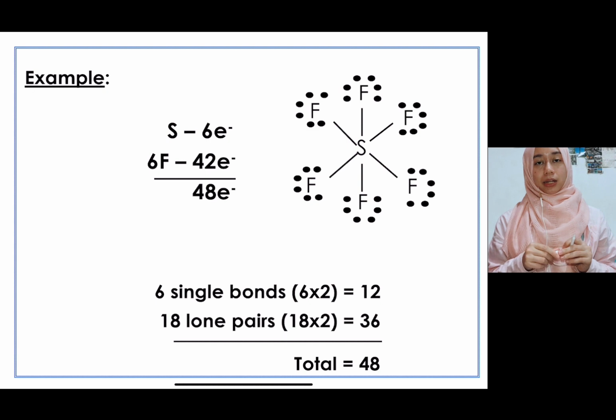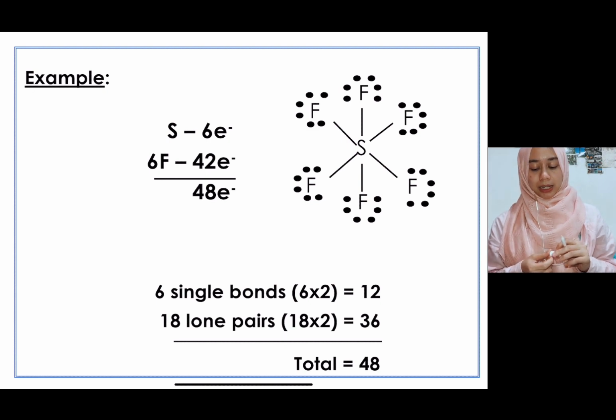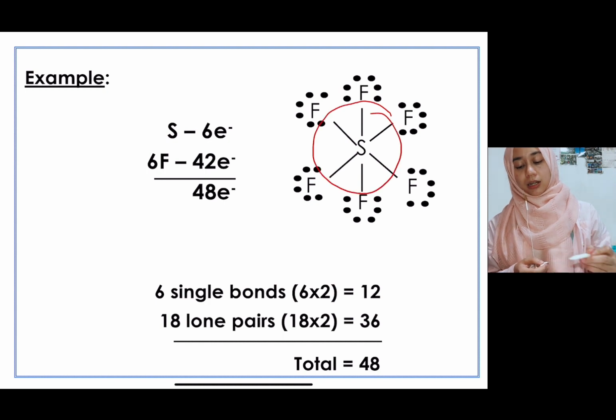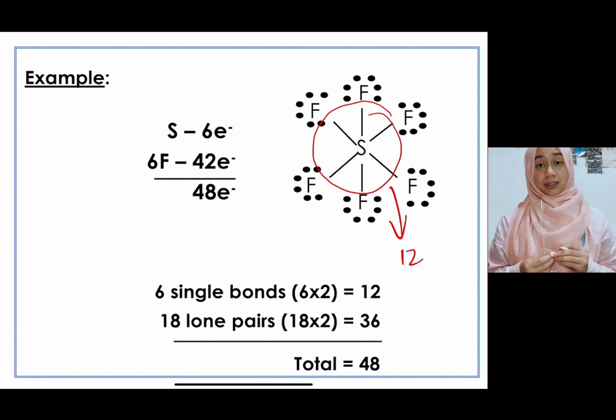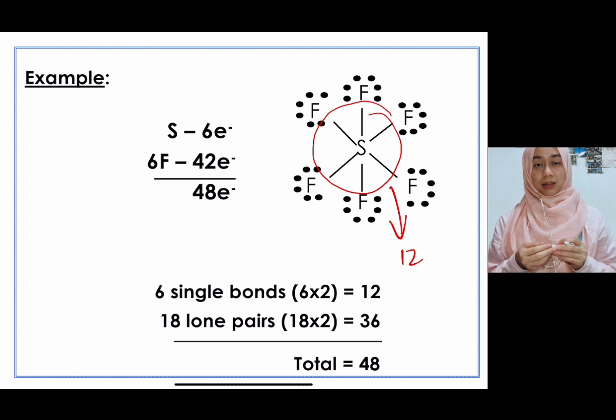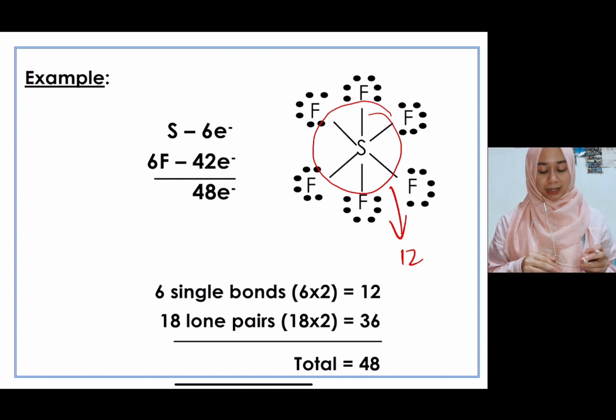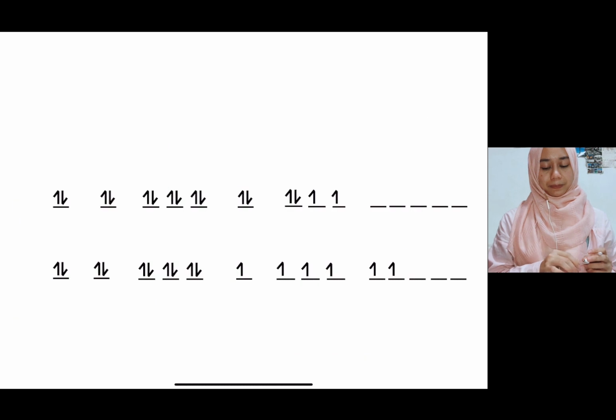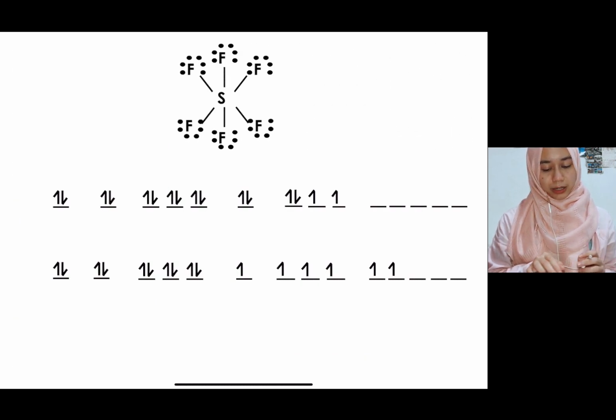Okay, so this is one of the examples, SF6. As you can see, S there has 12 electrons around it. Instead of having 8, it has 12, so more than 8 there. So that's why we call this an expanded octet. Okay, so what exactly happened to sulfur?